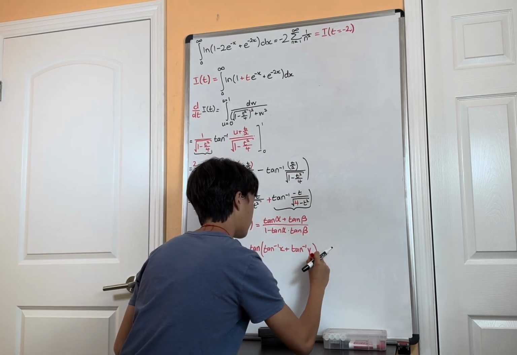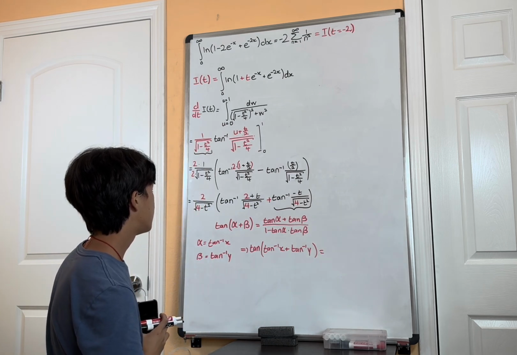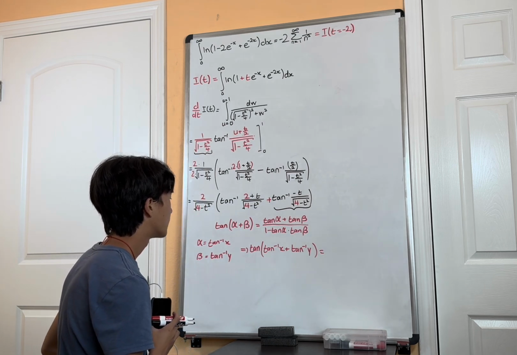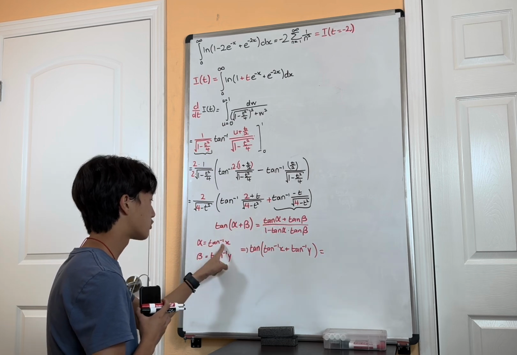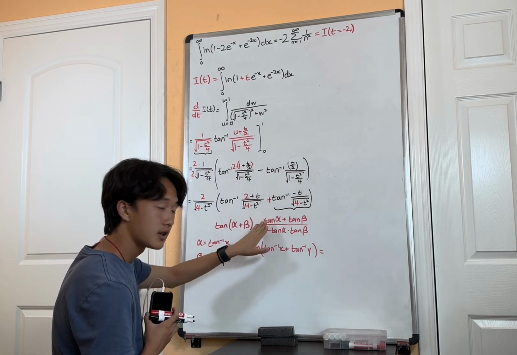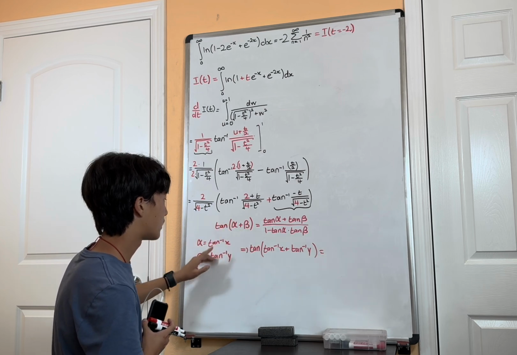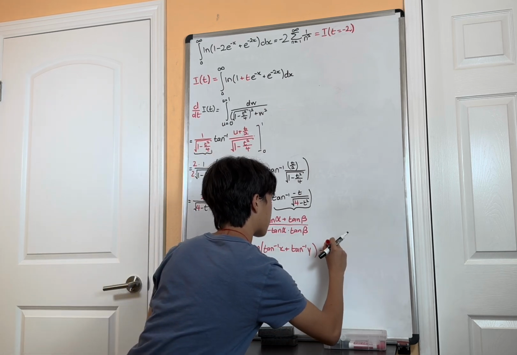Okay, so what about the right-hand side? Well, see that tangent of alpha is just tangent of inverse tangent of x. There's a tangent of an inverse tangent. They're going to cancel and leave you with just an x.